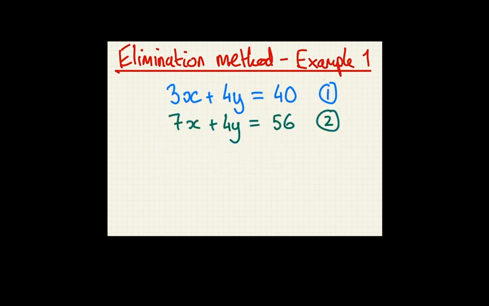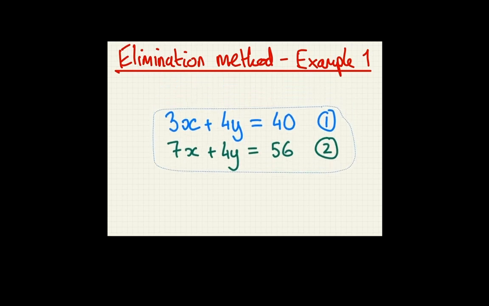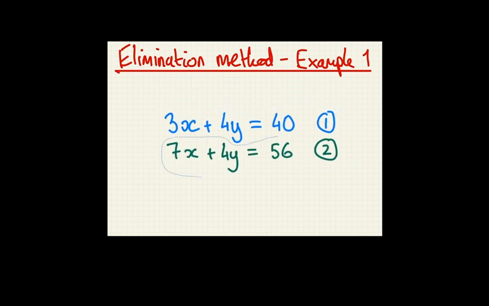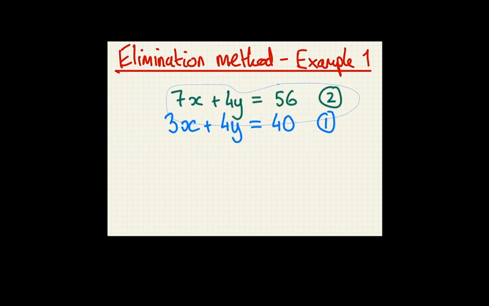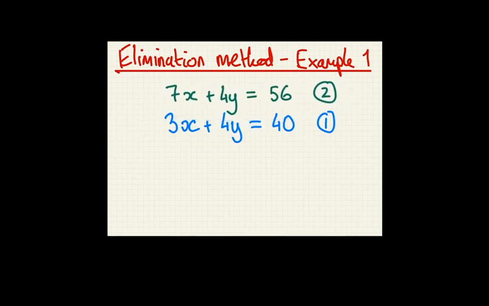We want to flip these so that we have the larger equation on the top. So I'm going to take this equation here and move it so it's on the top. Okay. And then I want to eliminate them, so all I do, just like when you were in grade 6 and you were doing adding and subtracting, we set them up using column method and we're going to subtract the whole equation from the other. 7x minus 3x leaves us with 4x. But 4y minus 4y leaves us with nothing. 56 minus 40 leaves us with 16.